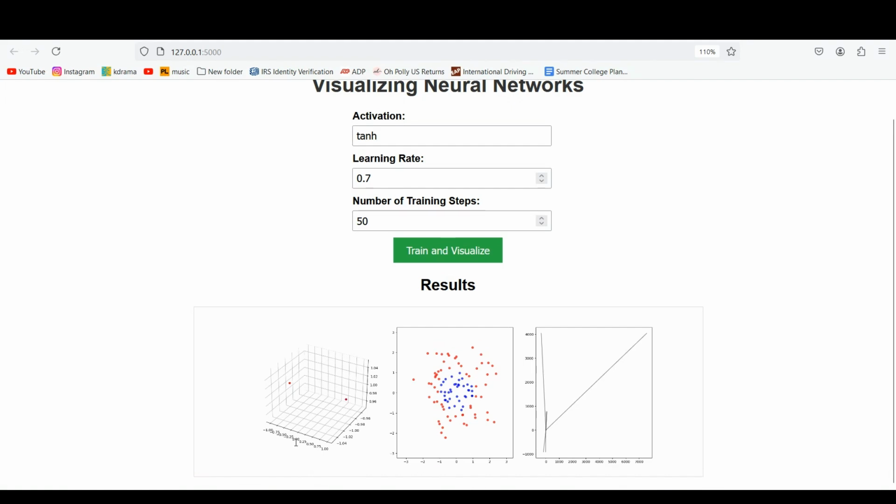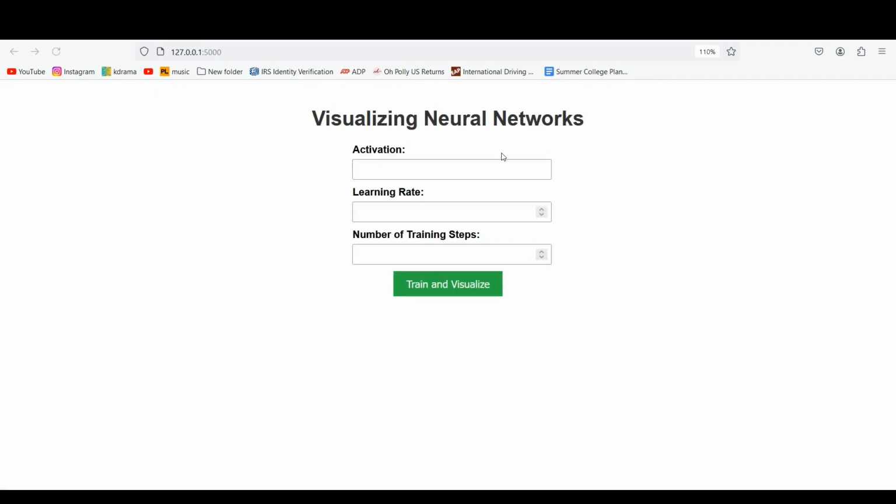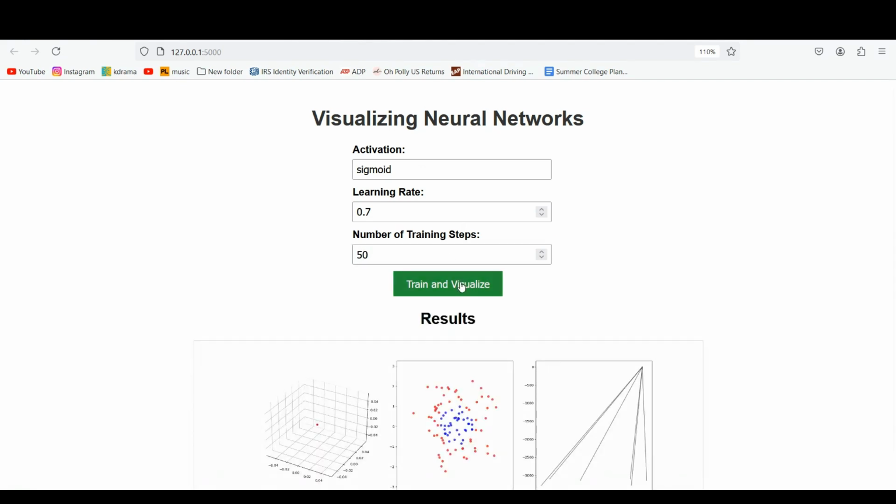And for this, we're actually going to be doing the same learning rate and number of training steps. So first, let me type in sigmoid and then 0.7 learning rate and 50 training steps. So sigmoid actually outputs values between 0 and 1, which is useful for probabilistic outputs. However, it tends to saturate for very large or very small inputs, leading to smaller gradients.